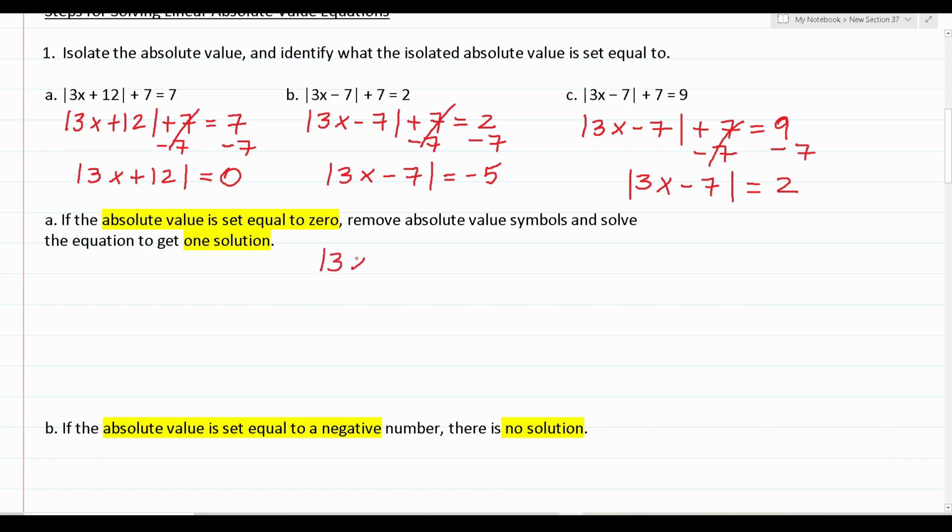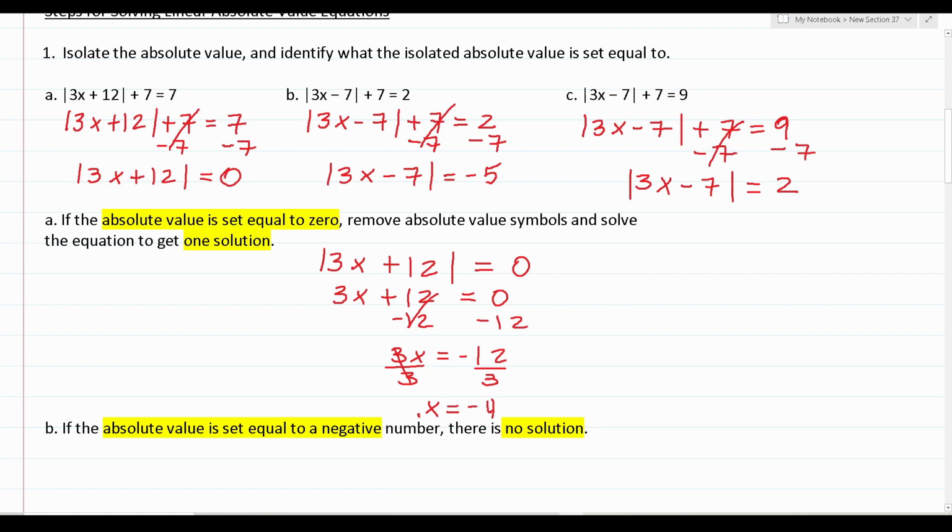We have 3x plus 12 equal to 0. And according to these instructions, we're going to remove those absolute value symbols and set this equation equal to 0. Now we're just going to solve it. The first thing we're going to do is subtract 12 from both sides. This crosses out here, leaving you with 3x equals negative 12. Divide both sides by 3. This crosses out, leaving you with x equals negative 12 divided by 3, which is negative 4. Okay, so in this case, we have one solution since our absolute value is set equal to 0. More specifically, it's negative 4.